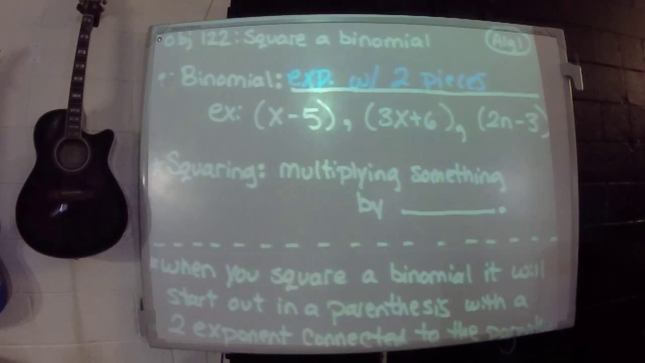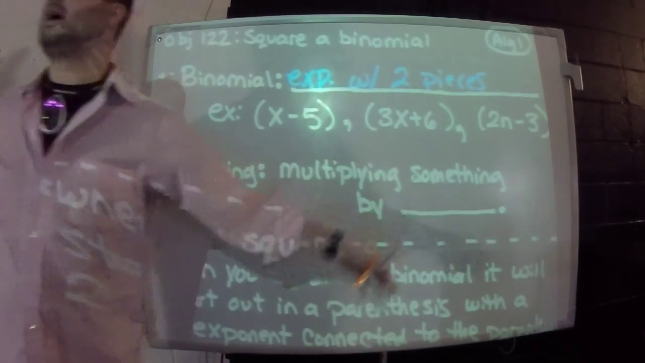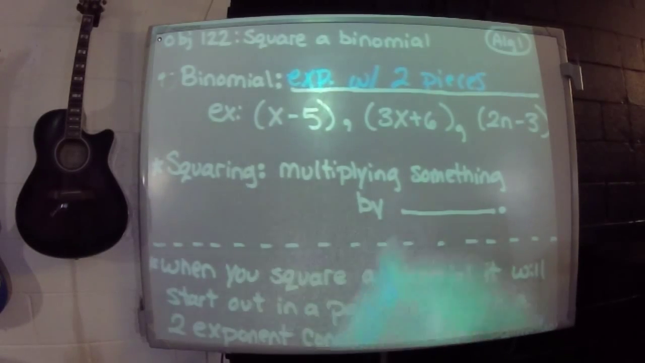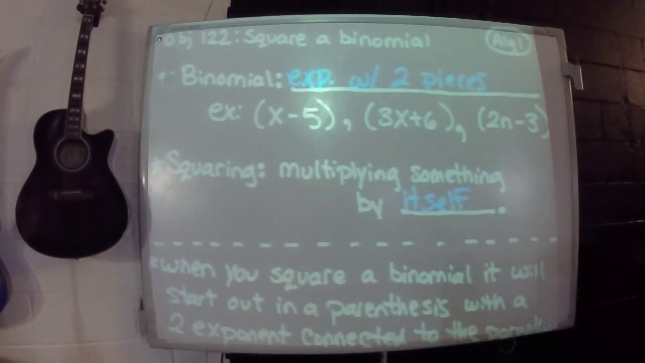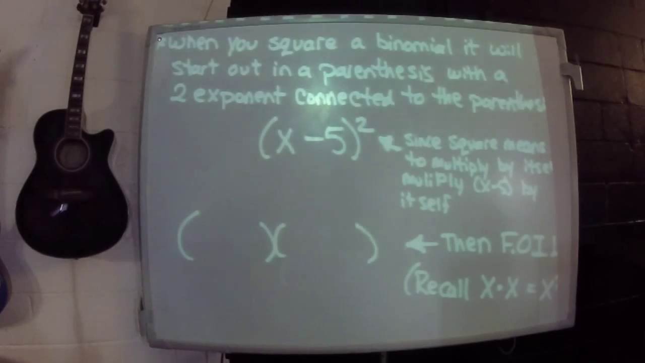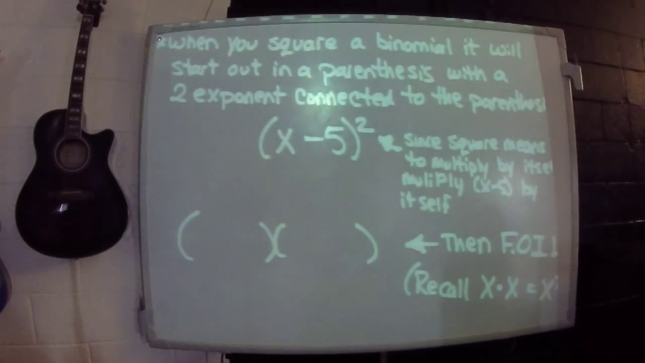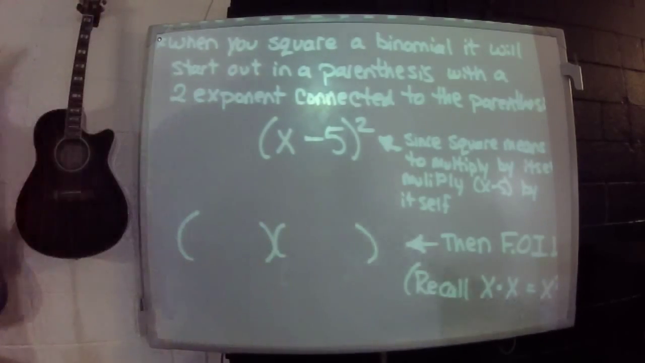Now what we're going to do today is called squaring a binomial, and we kind of saw this on one of the previous ones. Squaring means multiplying something by what? Itself. So if I say square that, it means take it and multiply by itself. I'm going to give you one binomial, and it's going to say this binomial squared. So when you square a binomial, you're going to see the parenthesis that's got 2 pieces in it. That's a binomial, and then we are supposed to square it. One way that we can do this is write it out twice. If it's x minus 5 squared, that means it's x minus 5 times x minus 5.